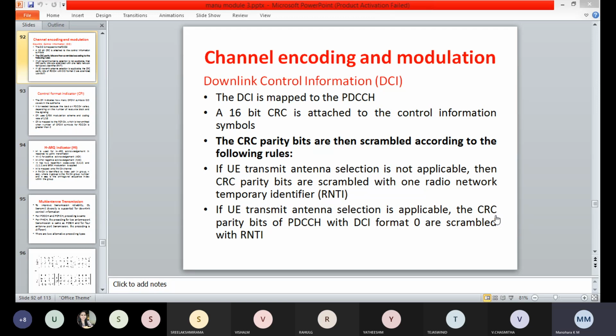In the downlink control information, there are 10 different formats. DCI format 0, then DCI format 1, 1A, 1B, 1C and 1D, DCI format 2 and 2A, and DCI format 3 and 3A. There are a total of 10 different DCI formats.